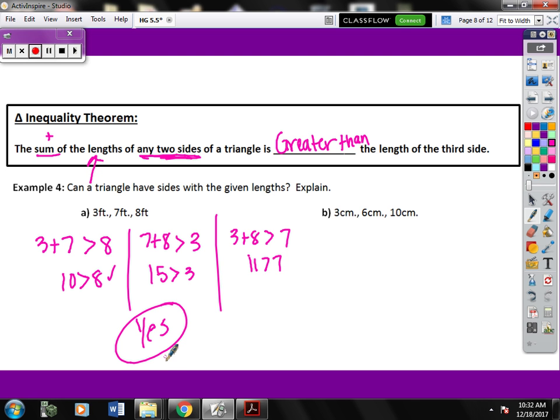So the explanation would just be it satisfies the triangle inequality theorem. Or you could say the sum of any two sides is always greater than the third. You can write out what the theorem says if you were explaining.